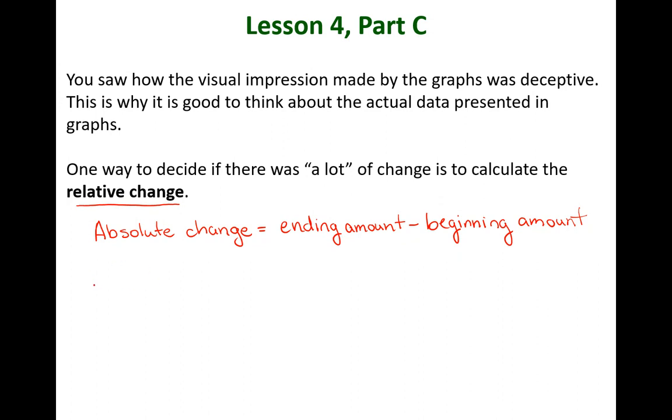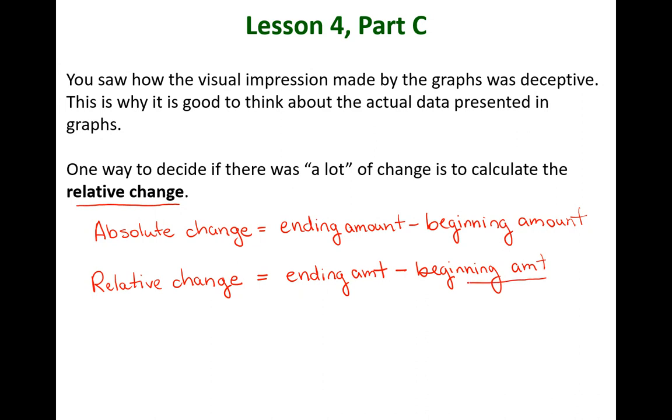Relative change is usually a percent. Anytime something's relative, it means you're comparing it to something else. Relative change is the absolute change, so let's go, the ending amount, I'm going to abbreviate amount, minus the beginning amount, divided by the beginning amount. You're comparing the amount of change to the amount you started with.